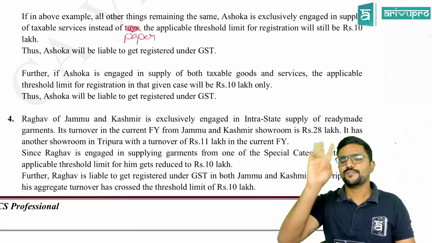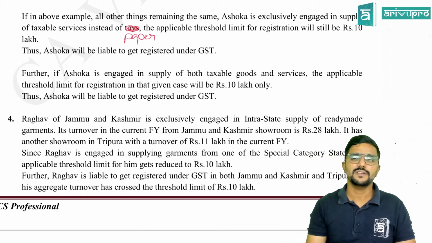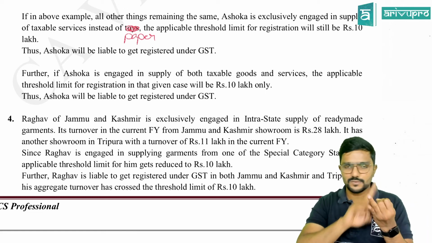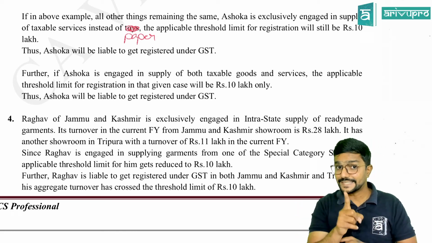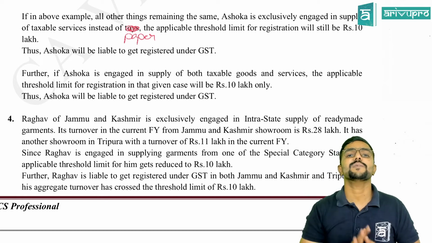So in simple terms, guys, for MMNT, that is total 4 special category states, for registration, it is always 10 lakh. It is always 10 lakh. So if you are supplying goods, okay. If you are supplying services, okay. If you are supplying goods along with services, okay, 10 lakh. But if you are supplying the goods outside the state, no limit is applicable for you.